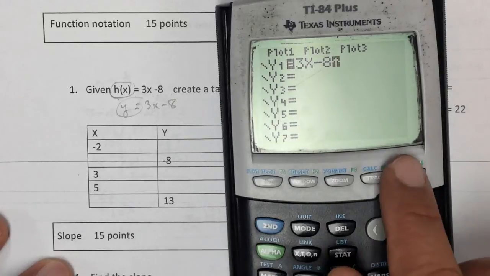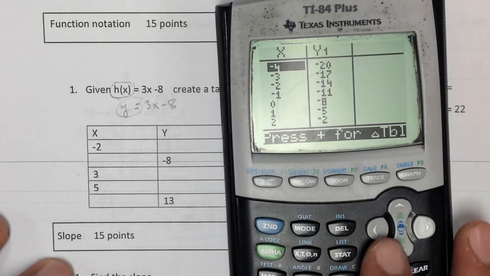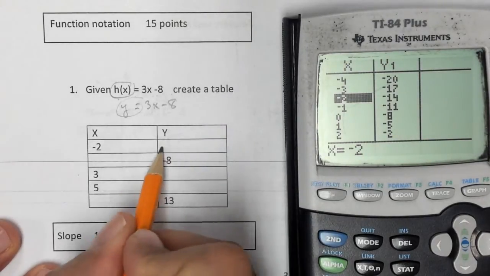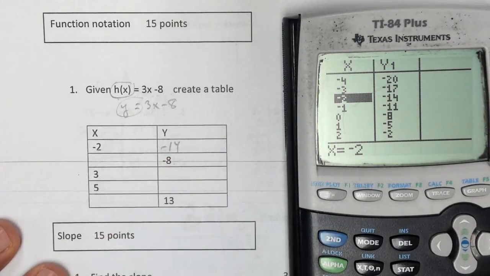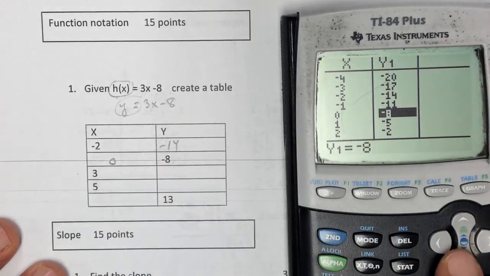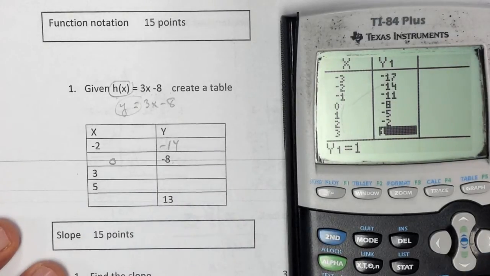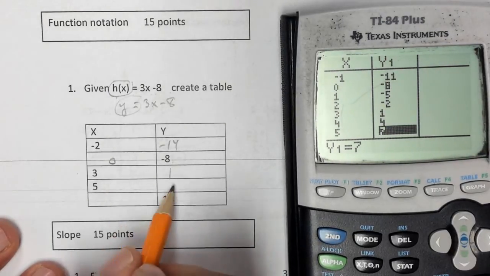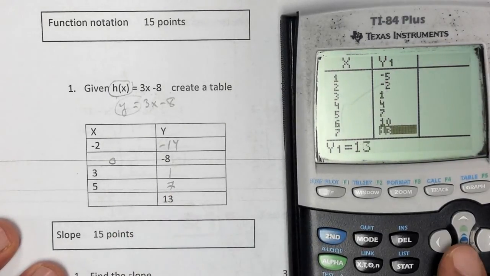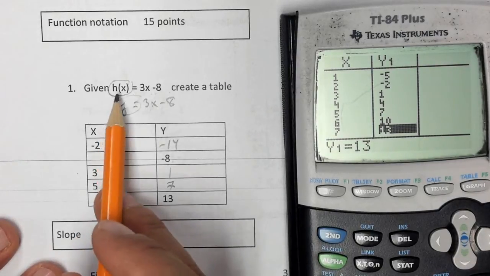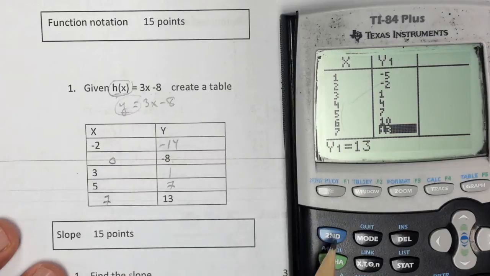And then you go to the table, and I'm looking for negative 2. There's negative 2. In front of it is negative 14. Now I'm looking for negative 8 on the right. To the left of it is a 0. Next I'm looking for a 3. A 1's next to it. 5 is 7. And 7's in front of 13. Really, really easy. The trick is this is the same thing as y equals, and that button says y equals.